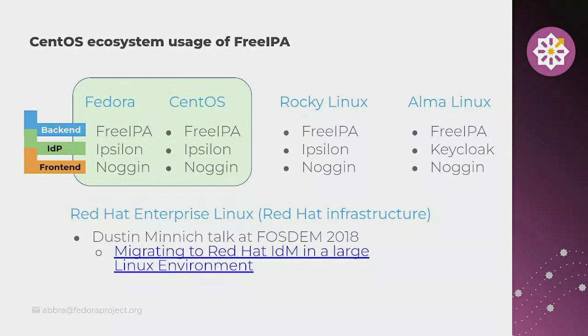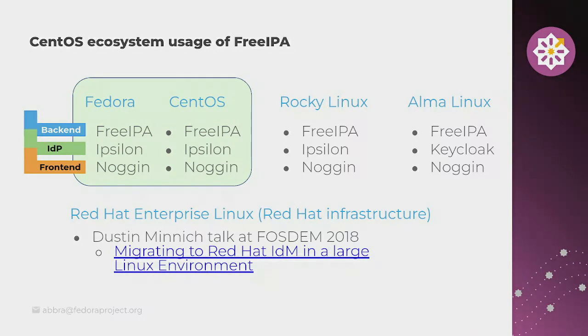An identity provider is a typical thing you use when you log in to web services. So the one that Fedora developed for itself is Ipsilon, and it's used for quite a lot of systems, but unfortunately it's under stalled development, I would say. That would probably be a fair description, right? Yeah, it's stalled development.